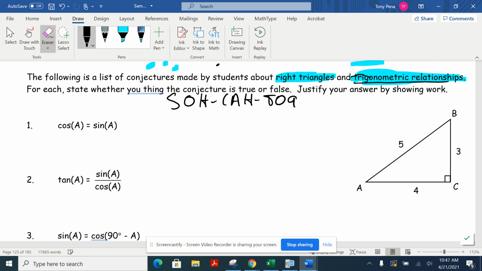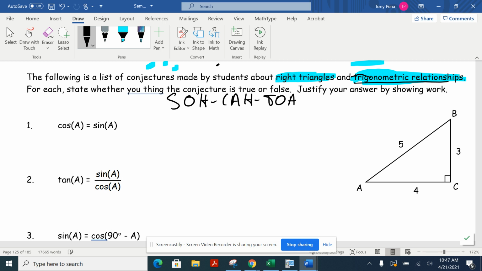Then it says, for each of these statements, basically what we're going to do is determine if these guesses that the students came up with that seem to be true in their minds are actually in fact true, or if they ended up being false. And then we'll justify our answers.